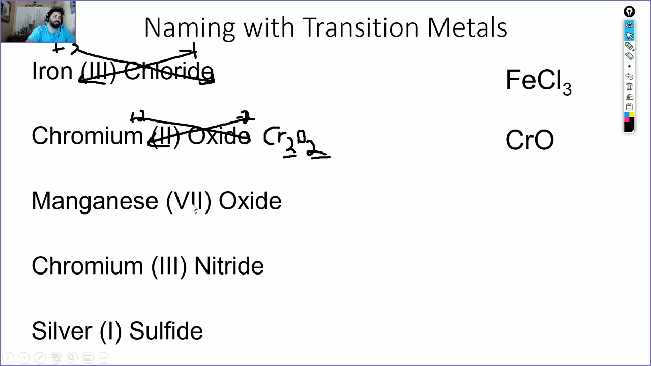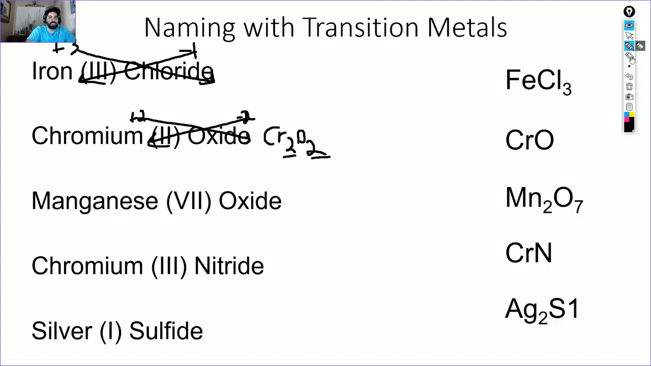Now I want you guys to go ahead and practice the next 3. And now that you're done, let's go over it. The correct answers are Mn2O7, CrN, and Ag2S. Again, I made the same mistake as I made yesterday. I haven't fixed it yet, even though I should have. Subscript right here of a 1.